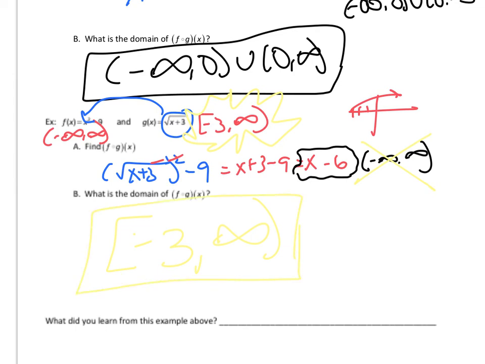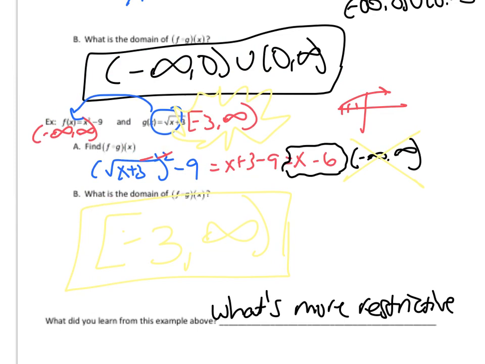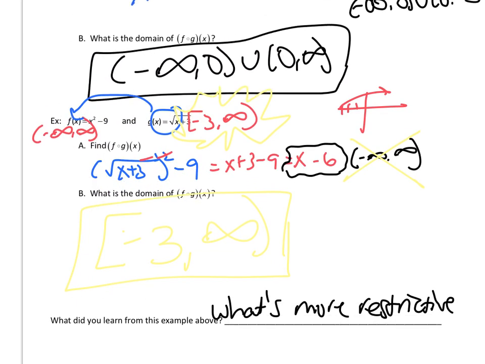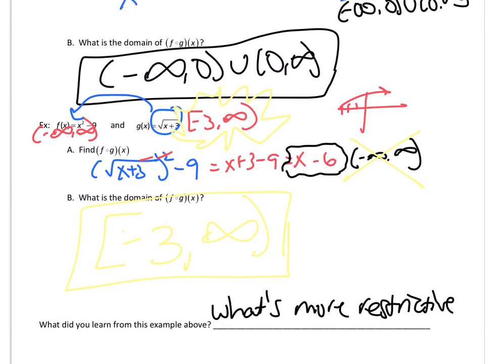So what you learn from this example is you take what's more restrictive. Hold on, oh, this whole thing's not moving. Okay, I don't know why this is not moving.